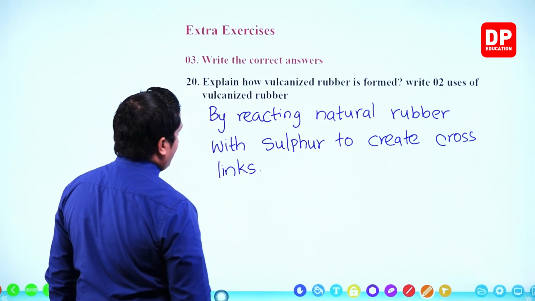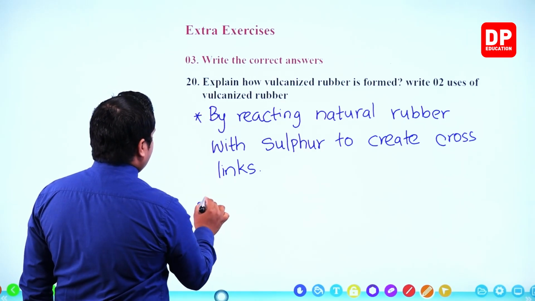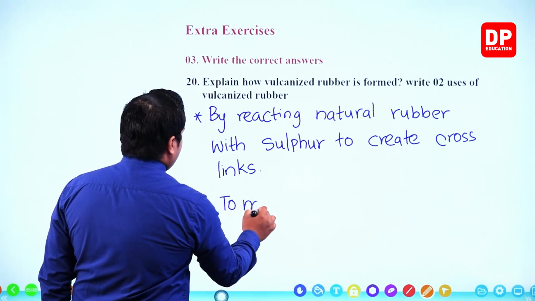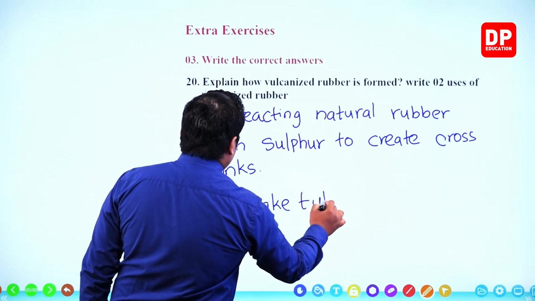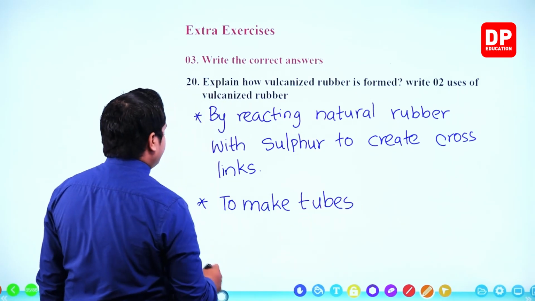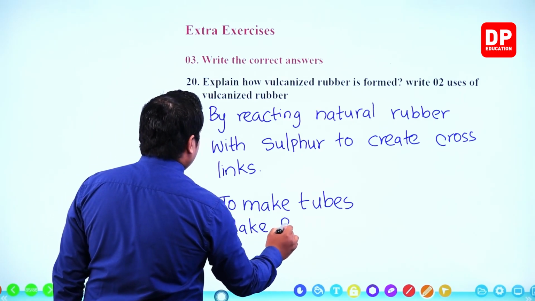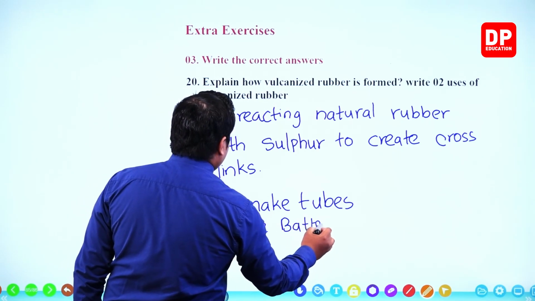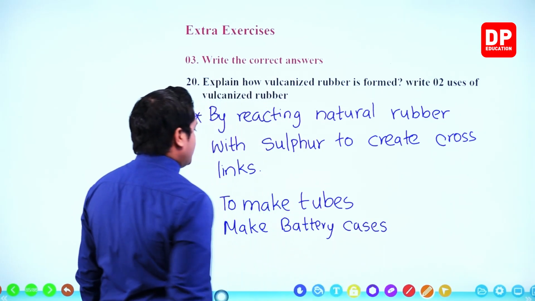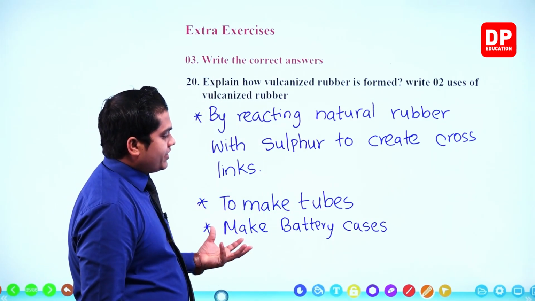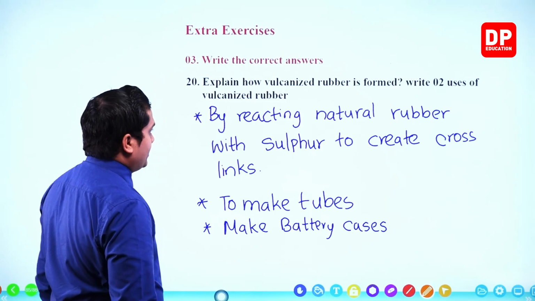So vulcanized rubber is a good example for the polymers that have crosslinks, right? Then you have to write down 2 uses of vulcanized rubber: to make tubes and tires, then to make battery cases. So to make tires and tubes and to make battery cases, we use this vulcanized rubber. Right then. The next one.